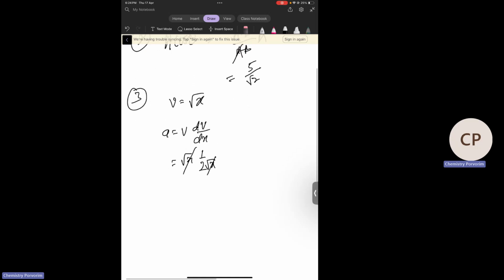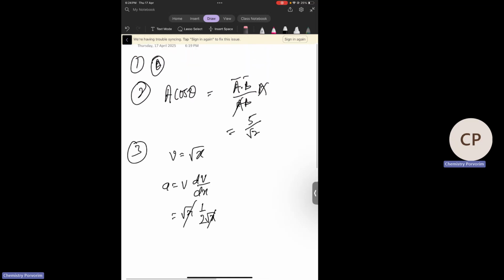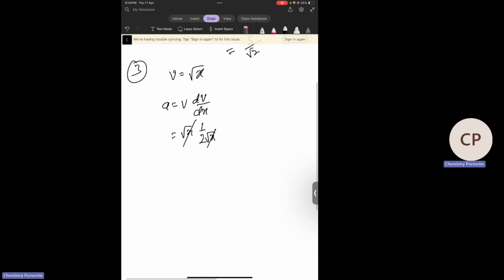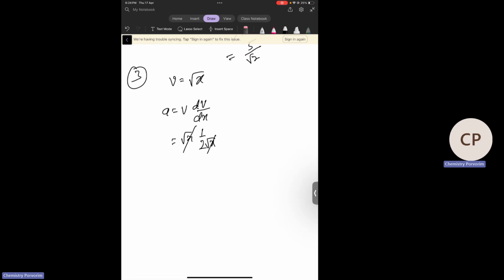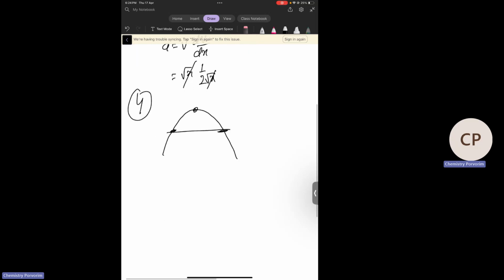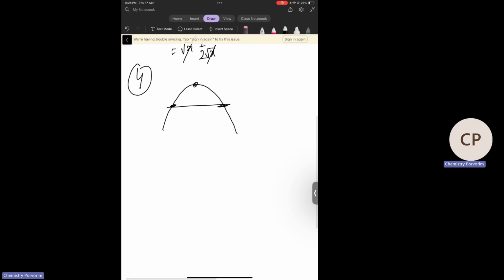Question number 4. For a ground to ground projectile, an object is at point P at t by 4 and at another point at 3t by 4. So at t by 2 it is at maximum height; at t by 4 and 3t by 4 it is at the same height. So the difference between heights is 0. Option A.